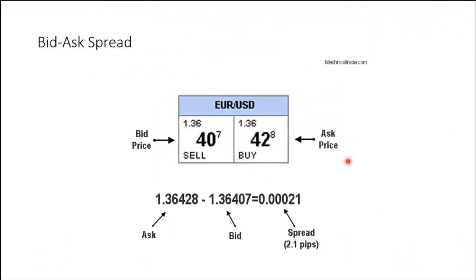Let's just add some more jargon while we're at it. The difference between the buy and the sell price is called the spread. What's the buy and sell price? Well, the other names for them are the ask price and the bid price. The difference between the bid and ask is, as I say, the spread. And in this case, the spread is 2 pips and 1/10 of a pip, or 2.1 pips.